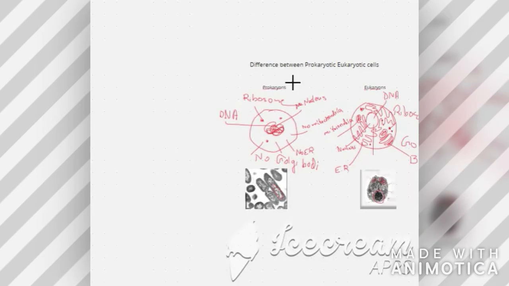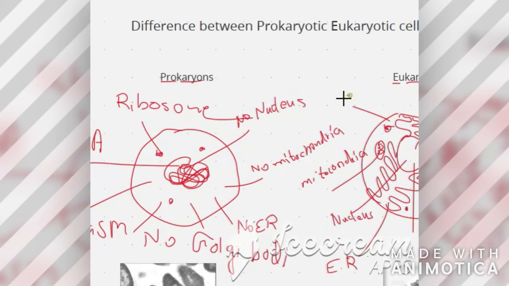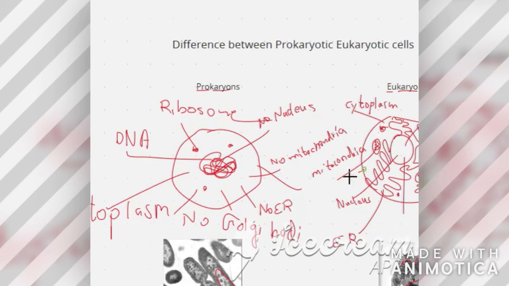Then there is the cytoplasm that is present in both eukaryotic and prokaryotic cells. Since the cytoplasm is the site of all the biological reactions that take place inside the cell, it's definitely present in both cells. And the cell membrane is definitely present in both eukaryotic and prokaryotic cells. So this is a basic comparison of prokaryotic and eukaryotic cells.